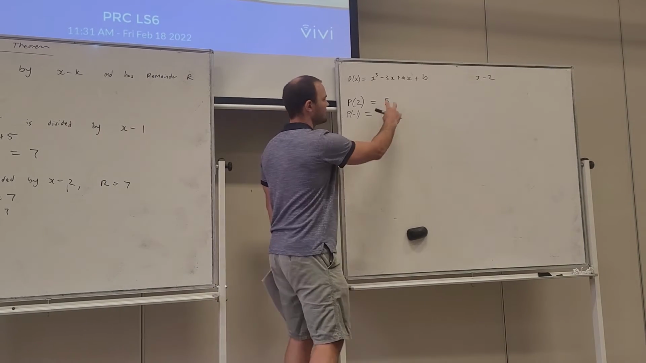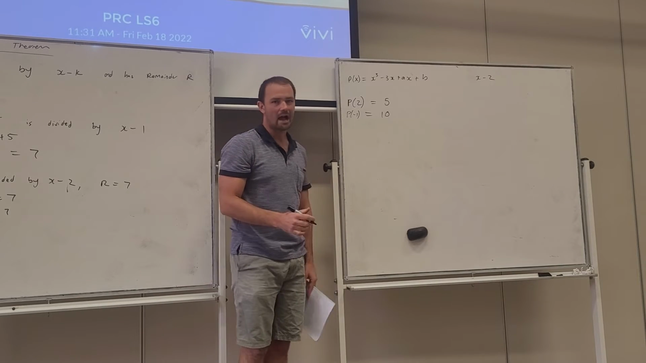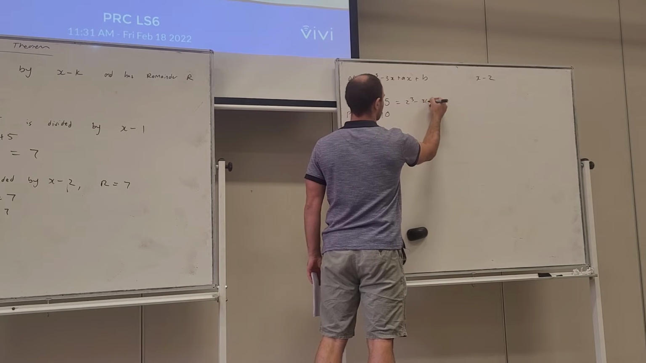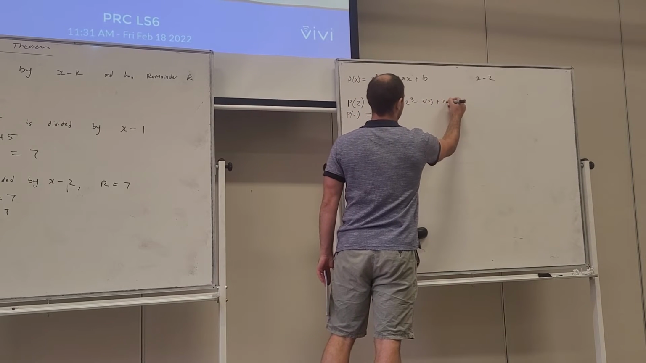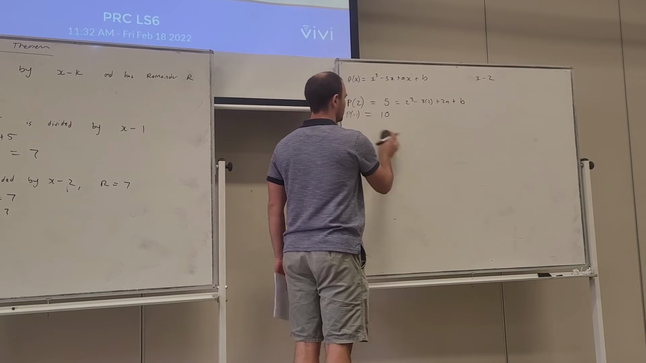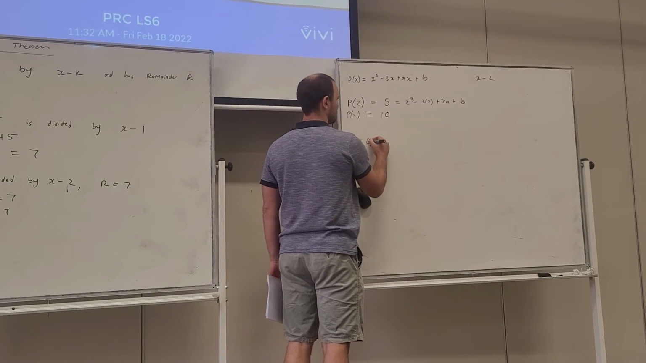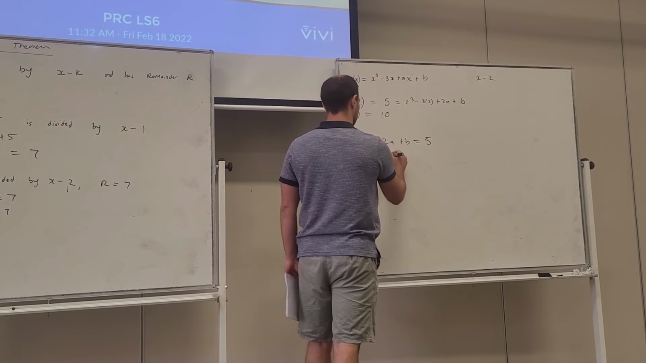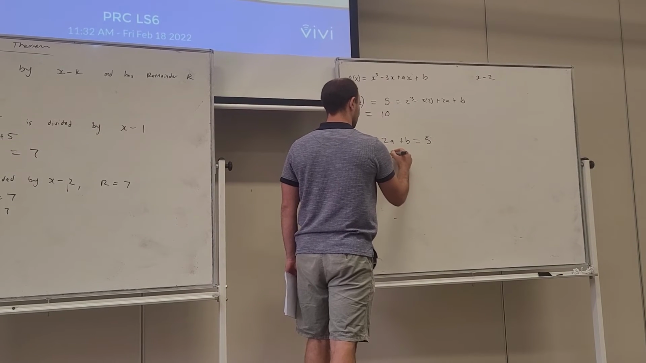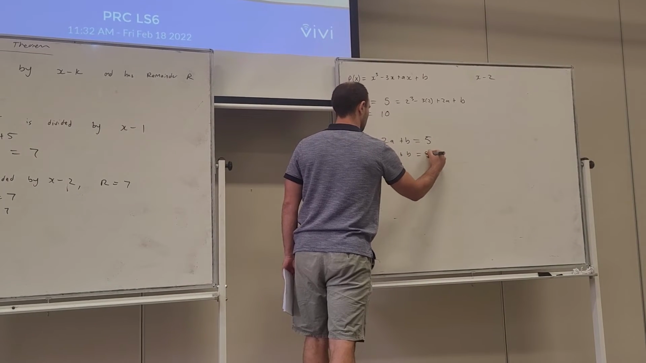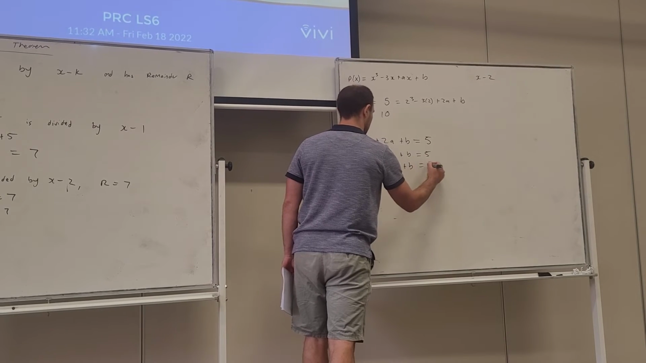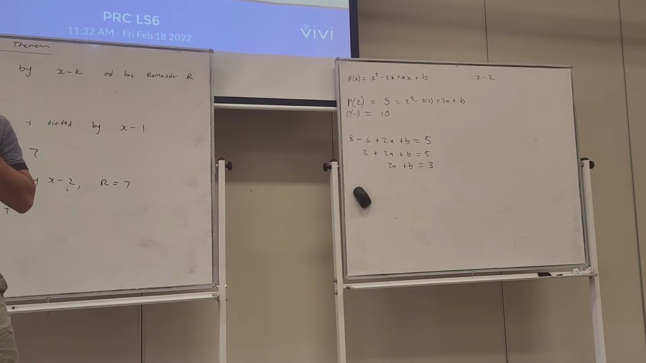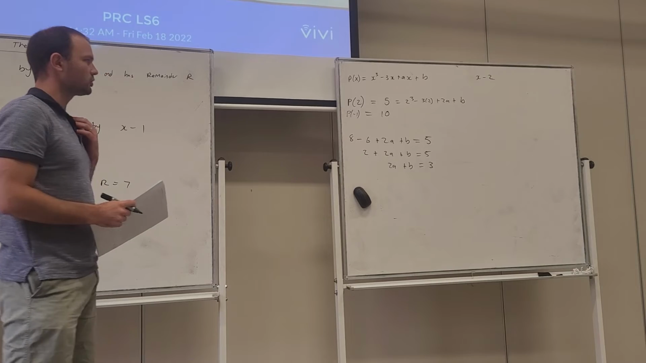Alright, so let's use these pieces of information to solve for a and b. Firstly, when we put 2 in, that's going to be 2 to the 3. Alright, so let's just deal with that one. So 8 take 6 plus 2a plus b is 5. We've got 2a plus b equals 3. That's our first piece of information.